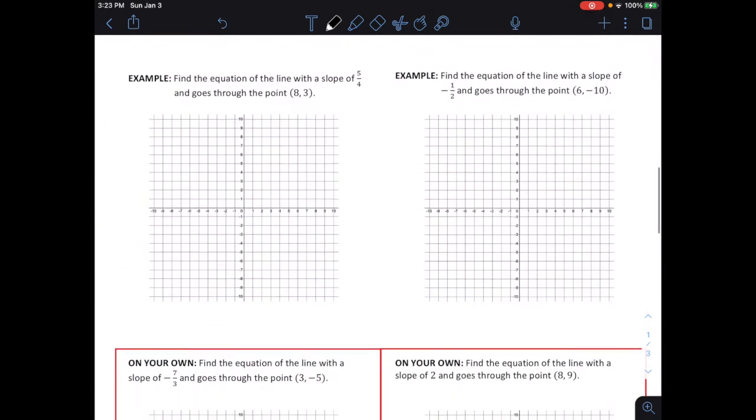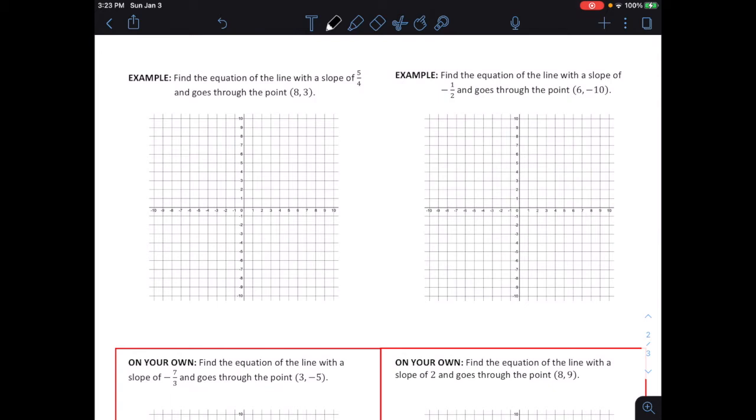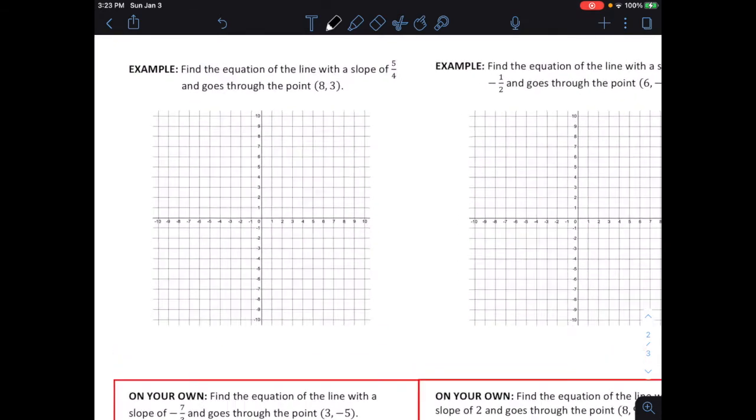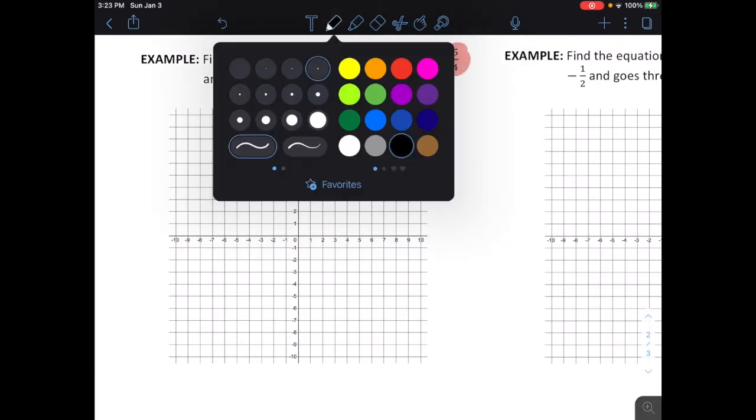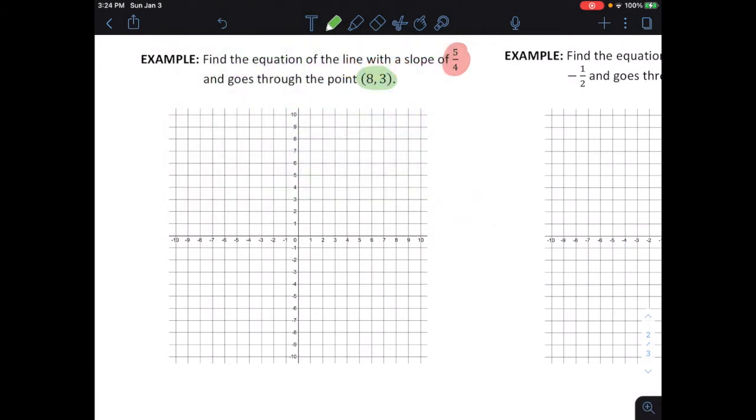All right, two more examples here, and these are really good examples because this is something you're going to run into where you're trying to do this and it's not going to work. So same thing, we're going to first identify the point that we need to plot, and then we have our slope that we're going to use. And we're just going to do both those things. So here we go. We're going to start with 8, 3. So we go all the way over to 8, and we go up to 3, and we make a point. And then my slope is 5 over 4.